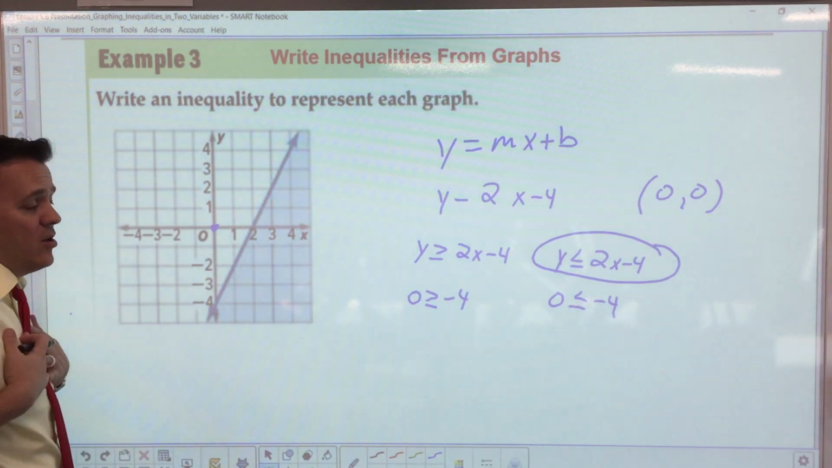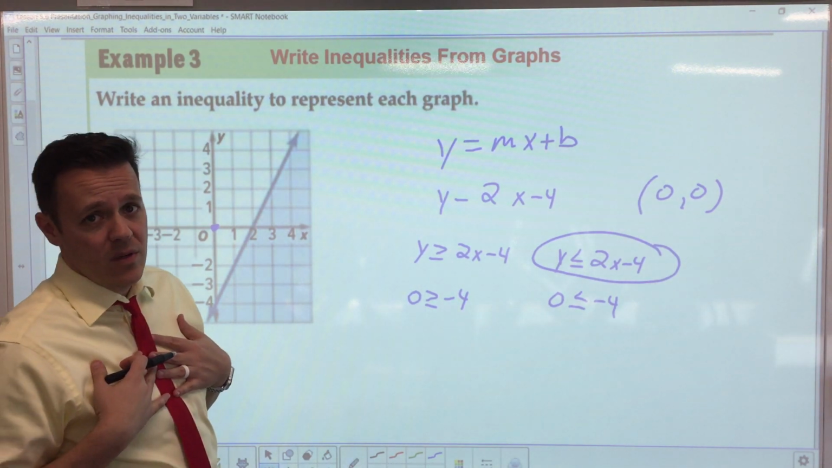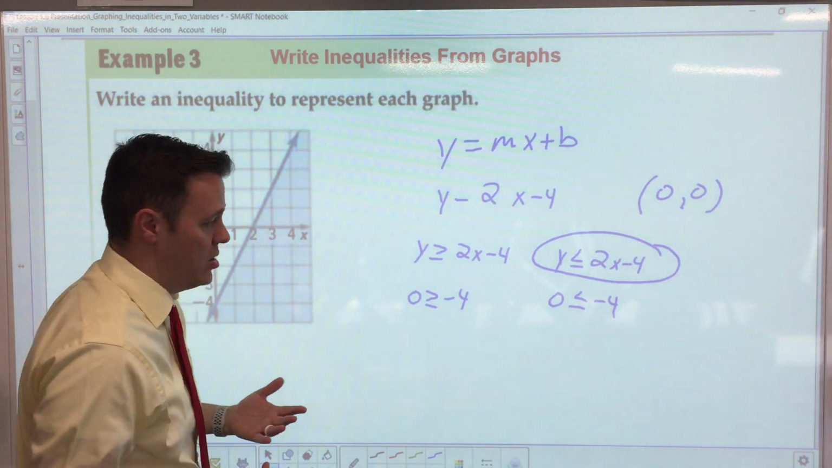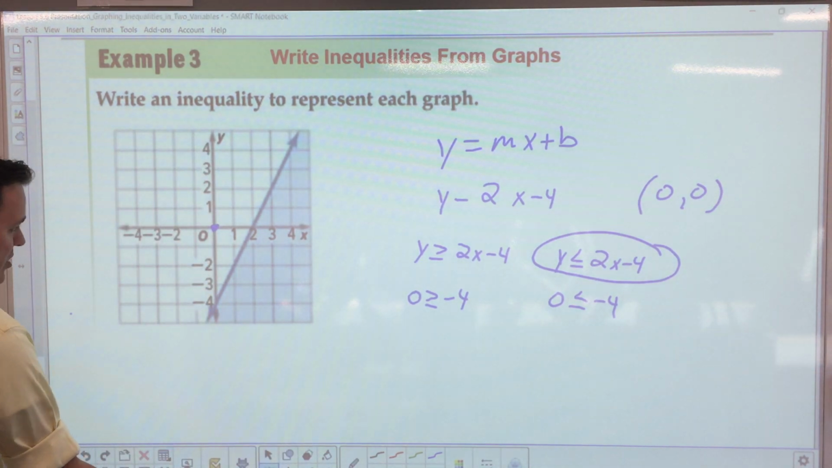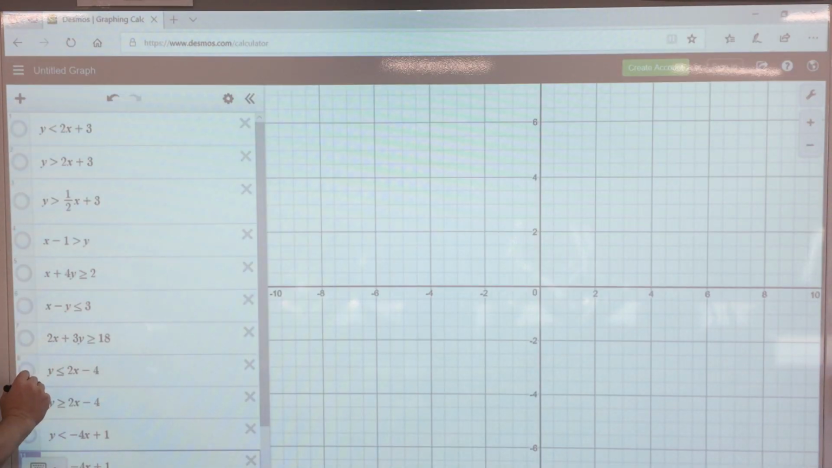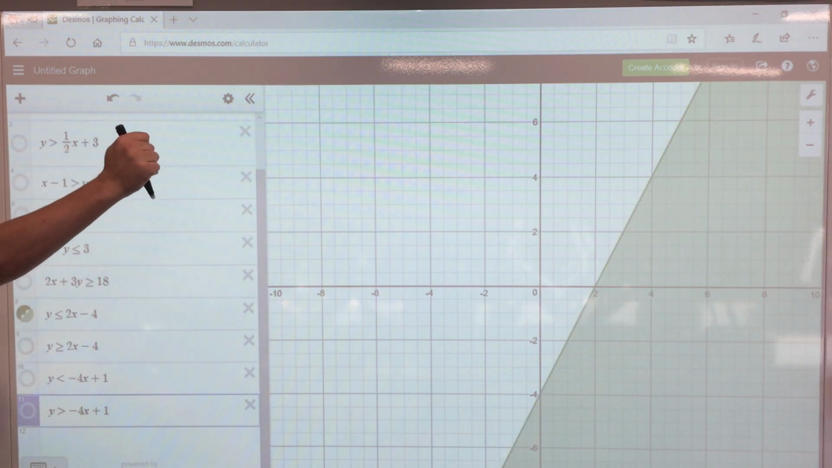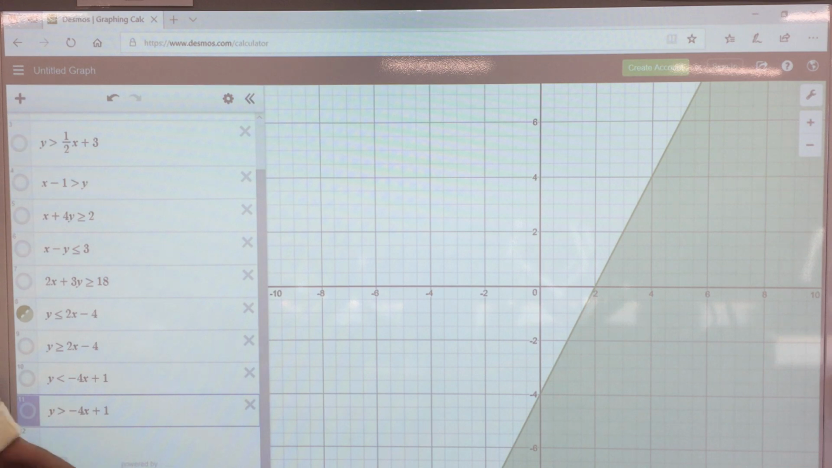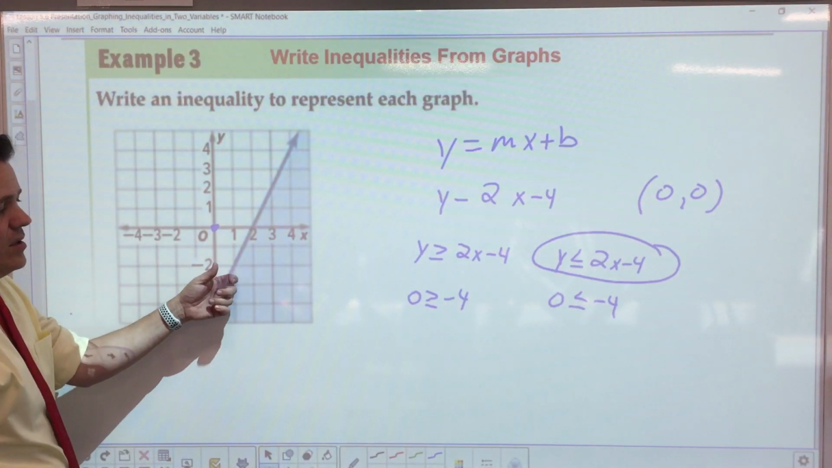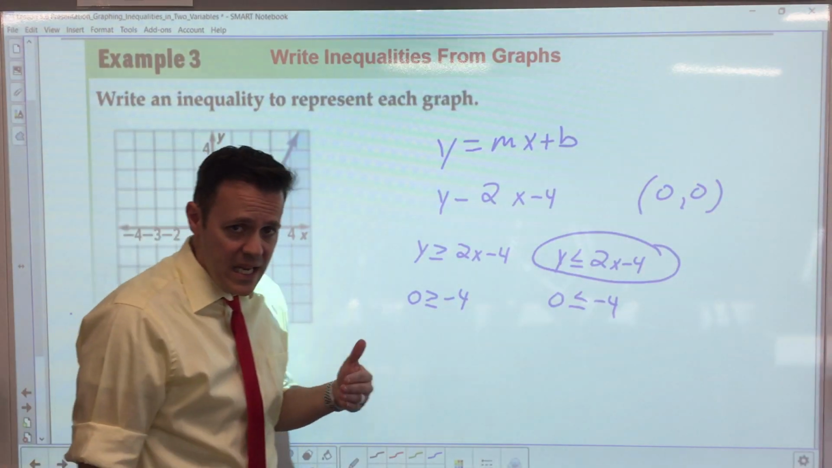Now, am I correct? Man, I hope so. But how do I know for sure? Go into Desmos and graph it. So ladies and gentlemen, here is what I think is the right answer. Does it match the picture? Yes, it does. That's the key aspect.